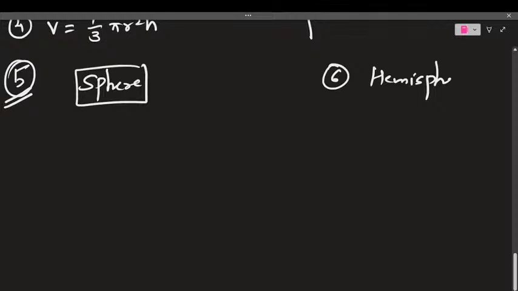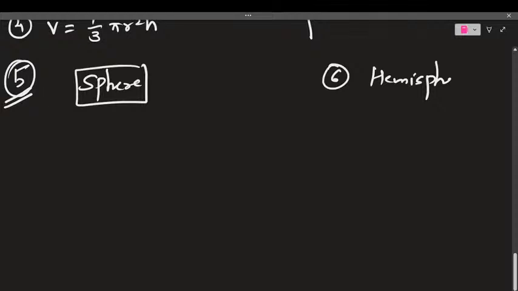A cricket ball is a sphere whose radius you can take, and the serving bowl that we use in our kitchen is an example of a hemispherical shape. Obviously it is half of a sphere. Here we can discuss curved surface area, total surface area and volume.